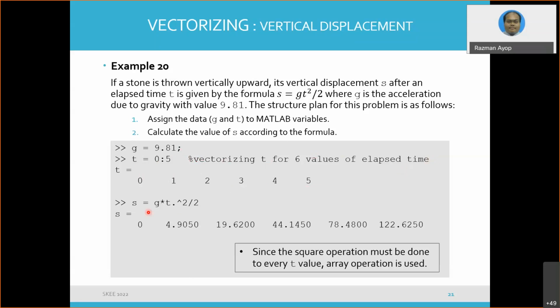And then S equals G multiplied by t dot power of 2 divided by 2. Remember that the time has multiple values. You have 1, 2, 3, 4, 5, 6 values. So you don't have to use a loop function, a for loop. You just put dot here, dot power of 2.